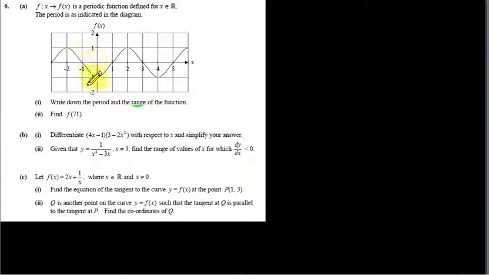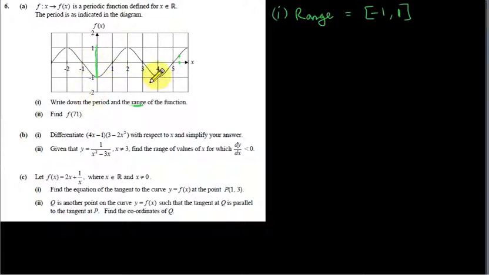So the range is the y values that all our x values range over. The y values run from -1 to +1. So no matter what value of x you take, whether it's here or here, anywhere at all, the corresponding y value will be a number ranging from -1 to +1.